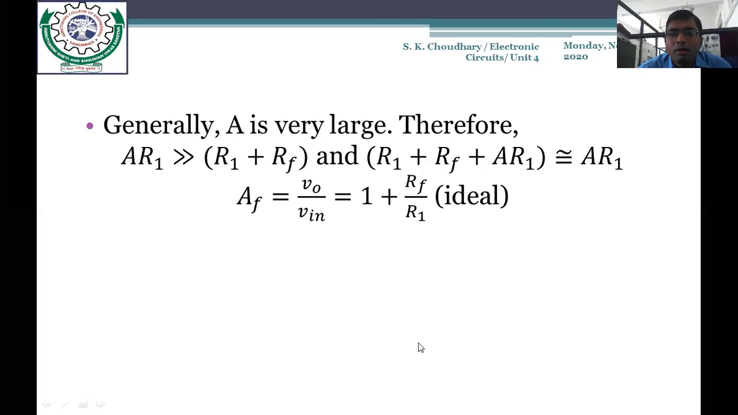This is also generally the gain of a non-inverting amplifier. Okay, so this is the ideal equation, you can say, for the voltage gain. You can give it equation number 8 as well.